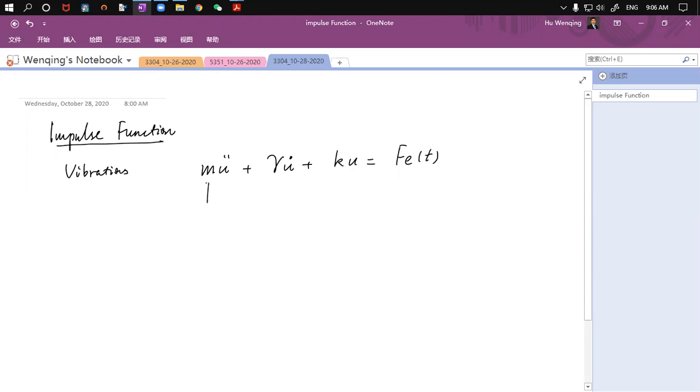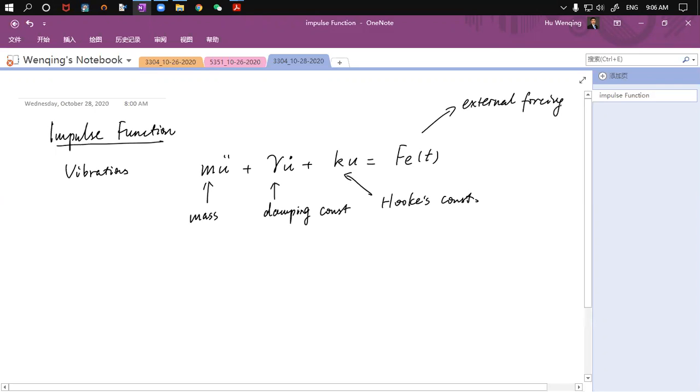As a review, you must realize that m is the so-called mass, gamma is the so-called damping constant, and k is the so-called Hooke's constant, the proportionality constant for the resistance force in the spring. The external forcing is Fe of t, the external force. This describes the motion of a certain mass attached to a spring, and it starts to oscillate. Let's describe its oscillative motion.